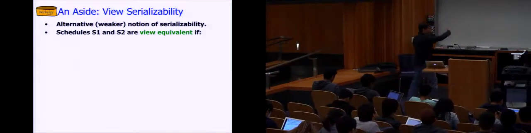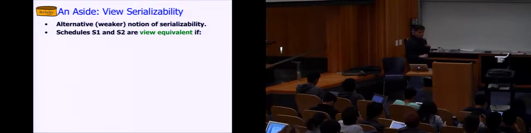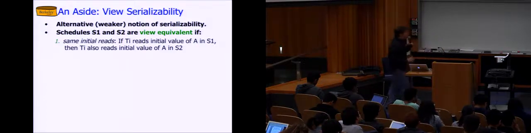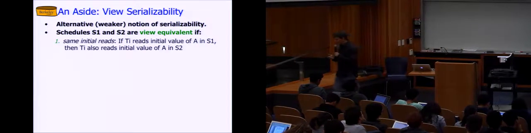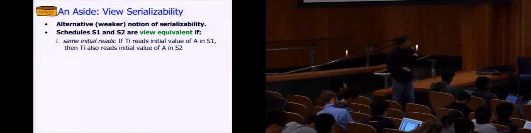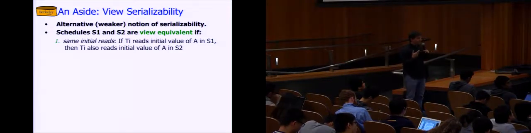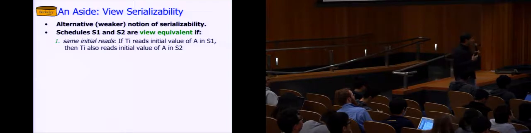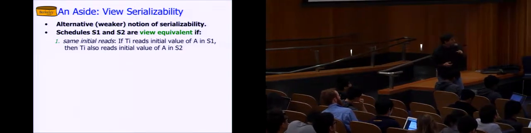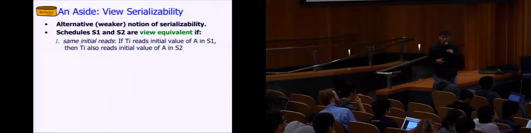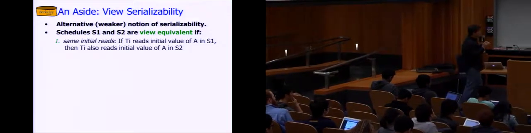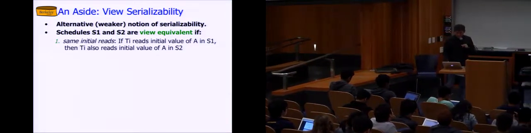Remember, a schedule is that string of interleaved actions, right? These two schedules are view equivalent. It's a different kind of equivalent. Same setup, right? If they have the same initial reads. So every transaction reads the same stuff. So if Ti reads the initial value of A, nobody's ever written it in Schedule 1, then Ti also reads the initial value of A in Schedule 2. All right? So if in the first schedule Ti reads an unpolluted value of A, then in the second schedule it also reads an unpolluted value of A.